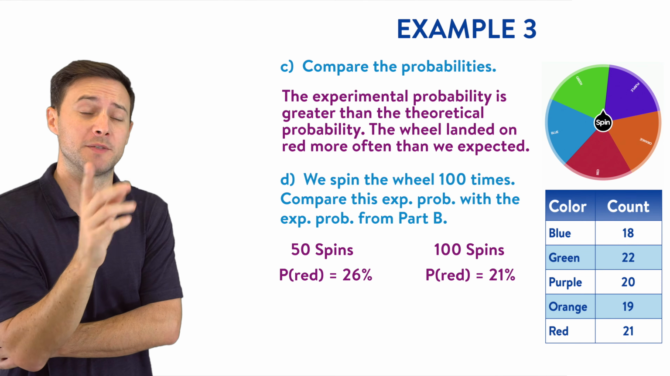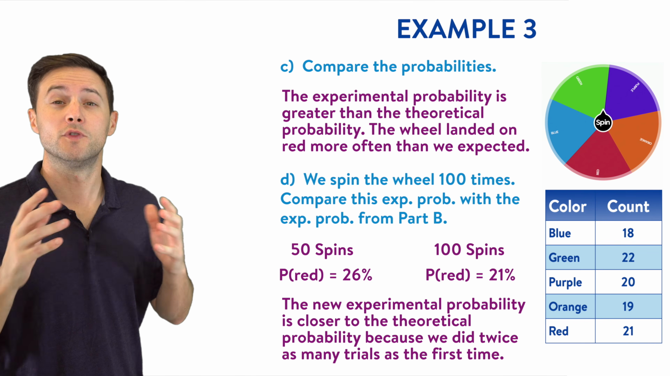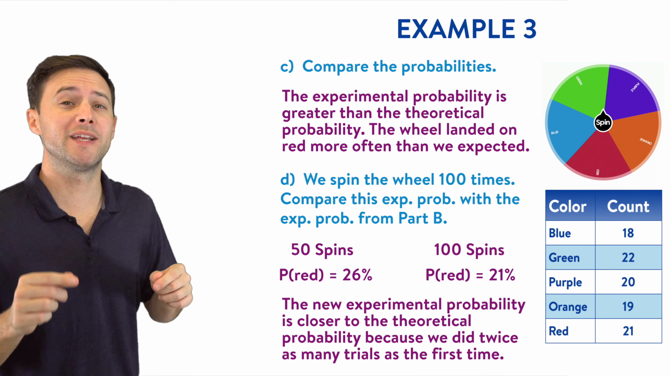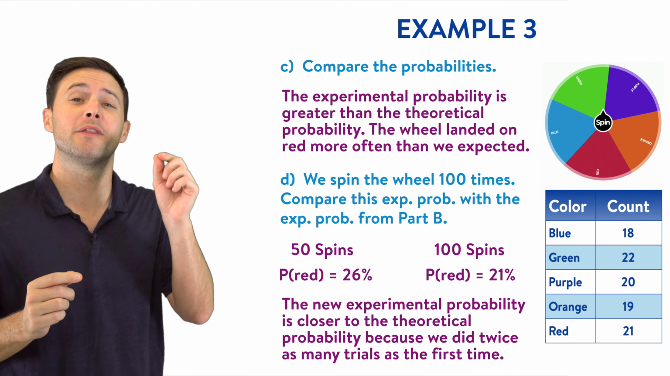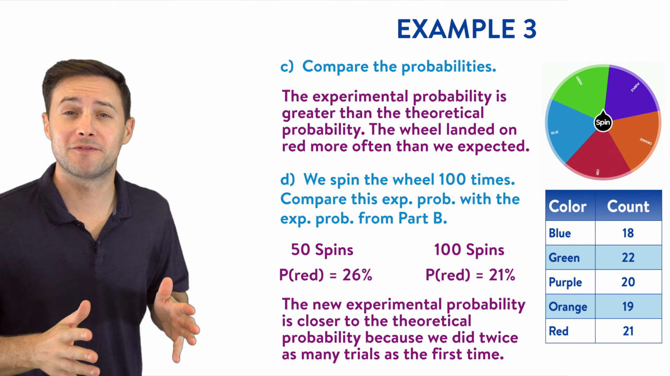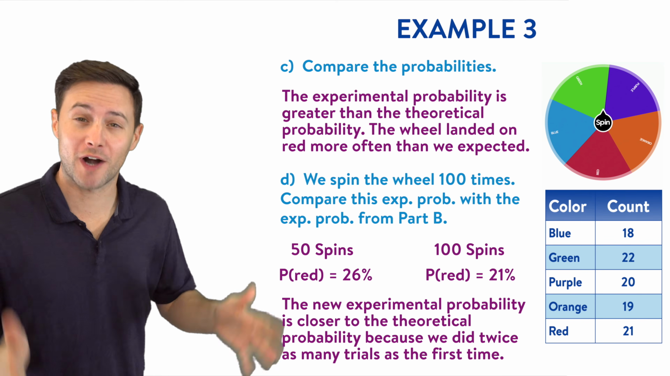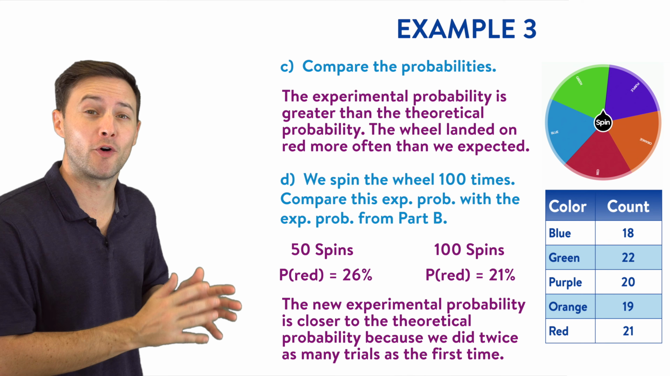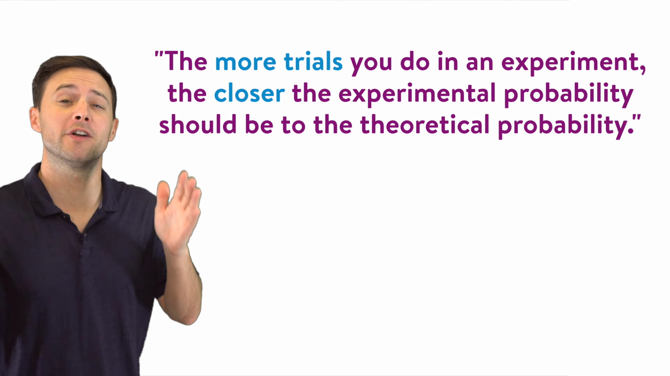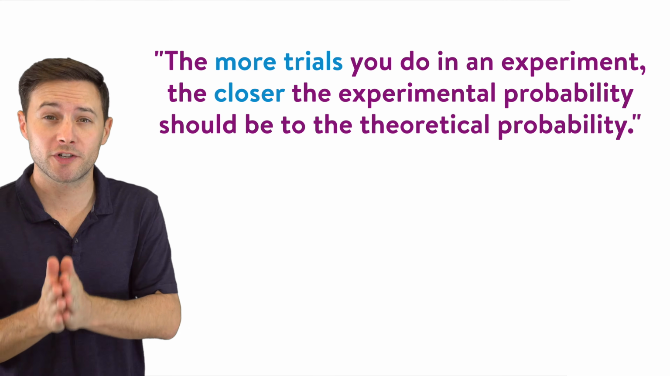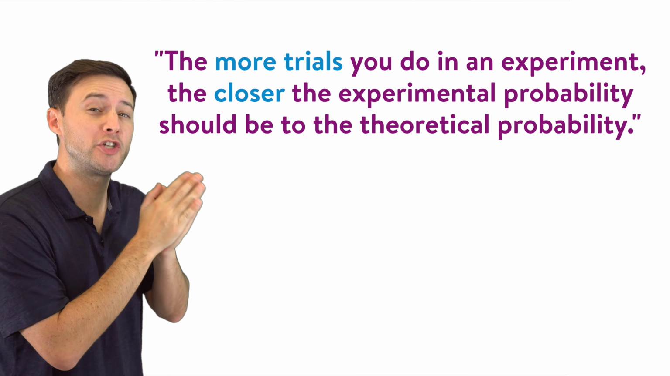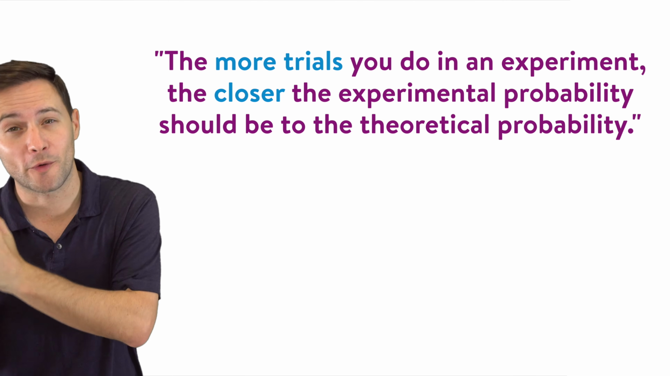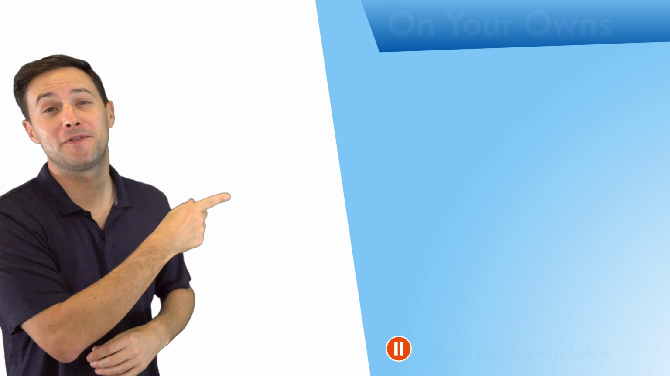Interesting. So now let's compare that to the original experimental probability, which was 26%. But that was when we only spun it 50 times. Notice the experimental probability is getting closer to the theoretical. The reason for that is because we did more trials. We spun the spinner 100 times instead of only 50. So in conclusion, the more trials you do for your experiment, the closer your experimental probability should be to your theoretical probability. All right, here's a few more to try on your own.